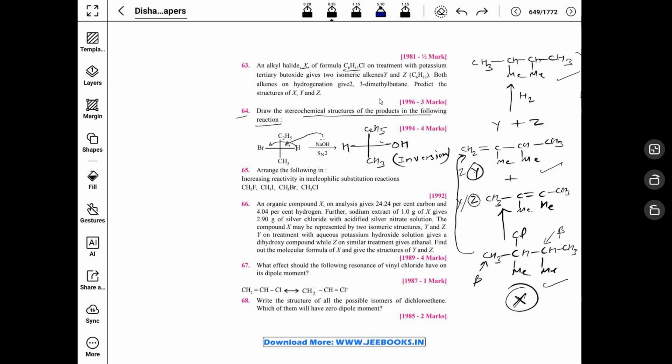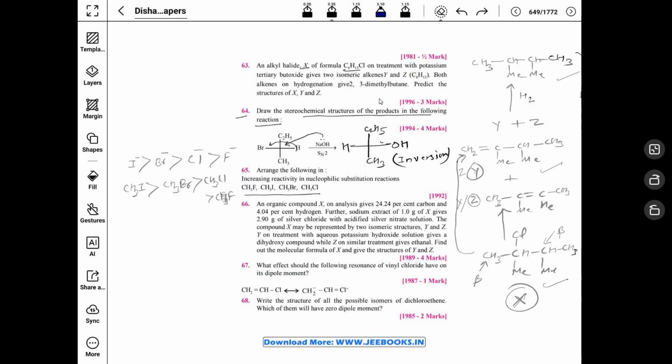Now arrange the following in increasing order of reactivity towards nucleophilic substitution reactions. We know that nucleophilic substitution reactions are favored if the leaving group is stable, and the stability order is iodide is more stable than bromide, bromide is more stable than chloride, and chloride is more stable than fluoride. Therefore, the order of reactivity will be CH3I will react faster than CH3Br. So there is no exception.